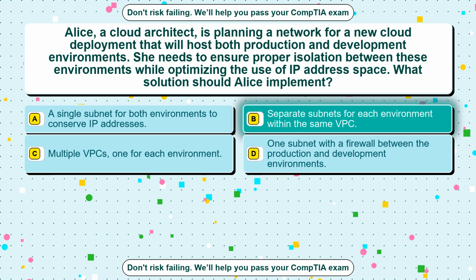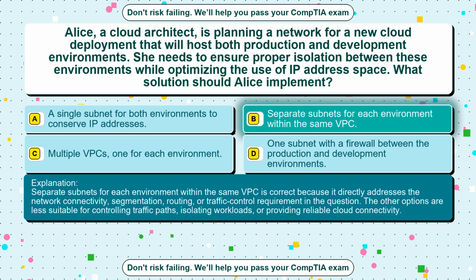Separate subnets for each environment within the same VPC. Separate subnets for each environment within the same VPC is correct because it directly addresses the network connectivity, segmentation, routing, or traffic control requirement in the question. The other options are less suitable for controlling traffic paths, isolating workloads, or providing reliable cloud connectivity.